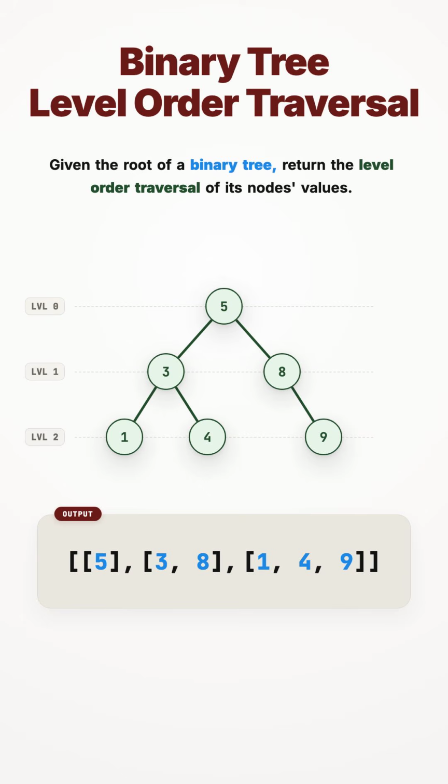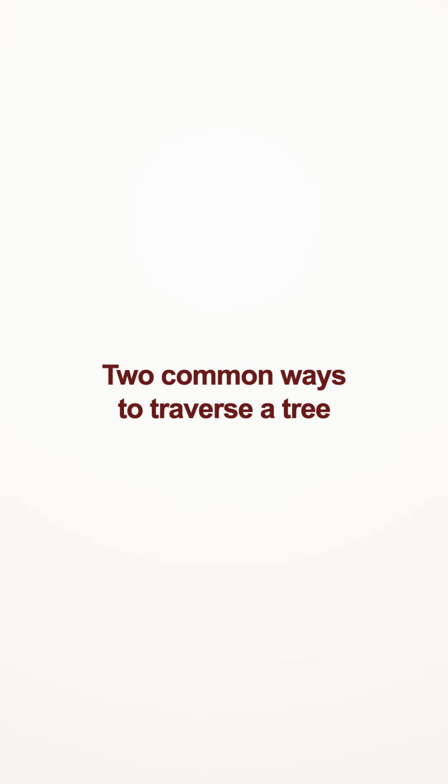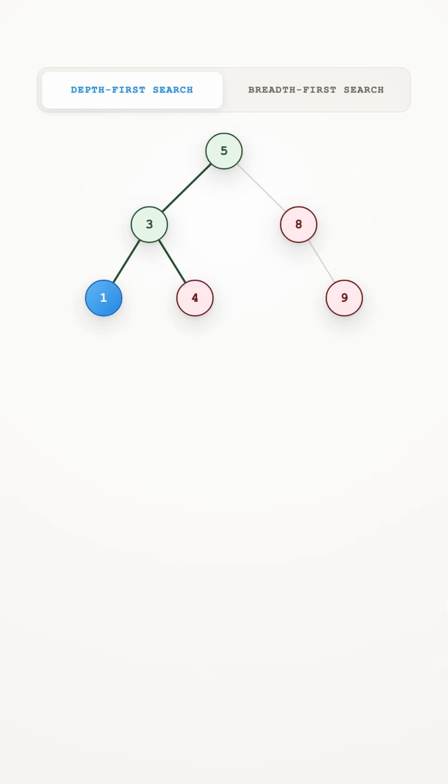So how do we build this level by level structure in our solution? To solve this problem, we have two common ways to traverse a tree: depth first search and breadth first search. DFS goes deep first. It follows one path all the way down before backtracking, so it doesn't naturally process nodes level by level. So instead, we use breadth first search.